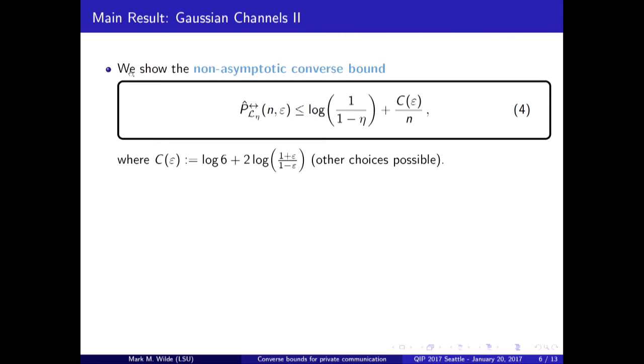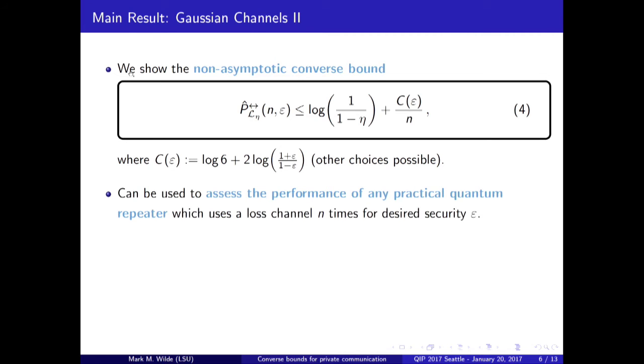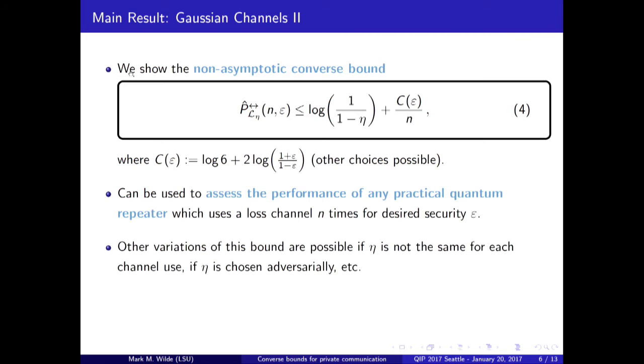Okay? So that's one consequence of our work. And this can be used to assess the performance of practical quantum repeaters that are using the loss channel a finite number of times. Other variations of the bound are possible. If the transmissivity, maybe in practice, is not the same for every channel use, in that case our methods can apply to give bounds there. Also, if eta is chosen adversarially, then the resulting bound would just be the minimum of all the etas that are available, that are being chosen from.